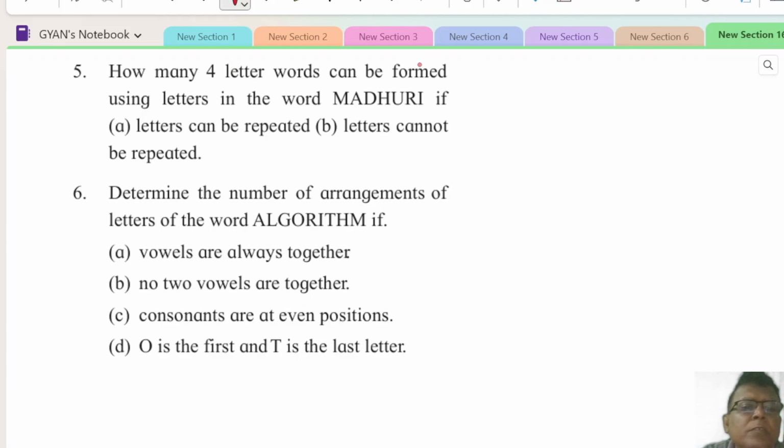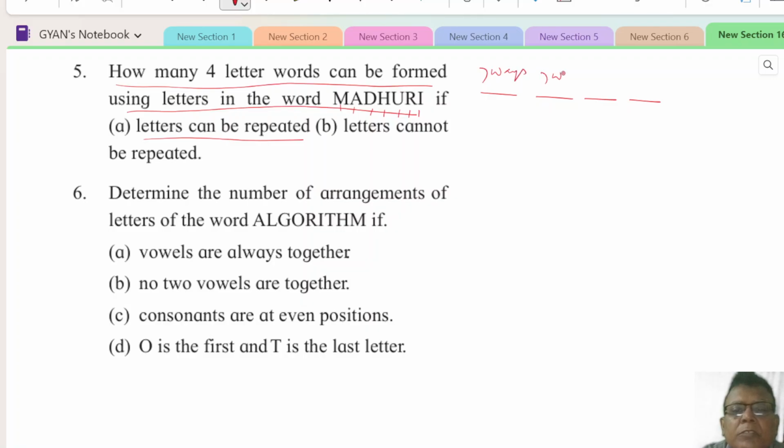Now we'll be solving some word problems. How many four letter words can be formed using the letters in the given word, if the letters can be repeated? So you have to form a four letter word, and letters can be repeated. So how many ways? One, two, three, four, five, six, seven. Seven ways you can write here. Here also seven ways, here also seven ways, here also seven ways. That is equal to 7 to the power 4. So 7 to the power 4 means 343 multiplied by 7.